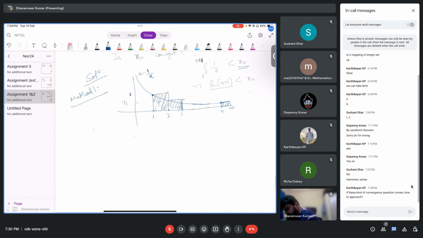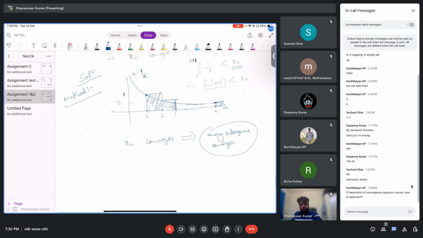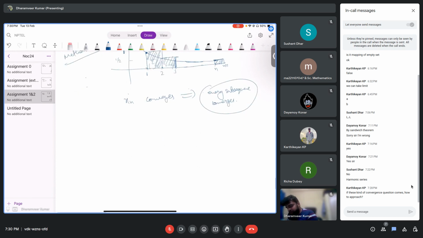Another method is, I told you, right? If xn converges, that implies every subsequence converges. So if you show that one of the subsequences is not converging, that means xn doesn't converge. Okay, there could be a sequence where some subsequence converges, but if at least one doesn't converge, the sequence doesn't converge. For example, 1, minus 1, 1, minus 1, 1, minus 1.